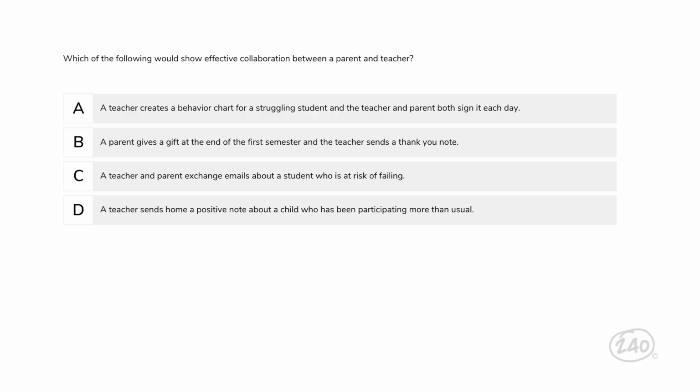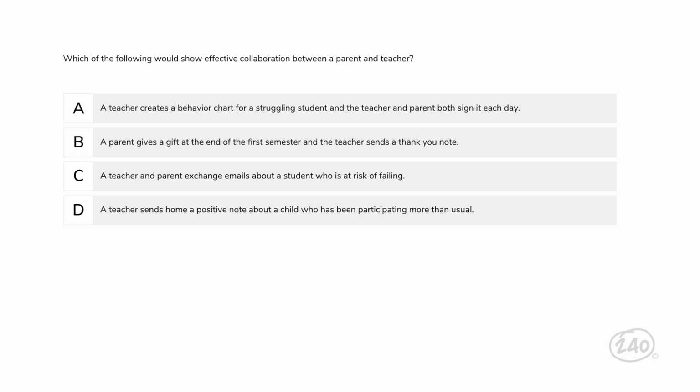Which of the following would show effective collaboration between a parent and a teacher? A, a teacher creates a behavior chart for a struggling student and the teacher and parent both sign it each day. B, a parent gives a gift at the end of the first semester and the teacher sends a thank you note. C, a teacher and parent exchange emails about a student who is at risk of failing. Or D, a teacher sends home a positive note about a child who has been participating more than usual.